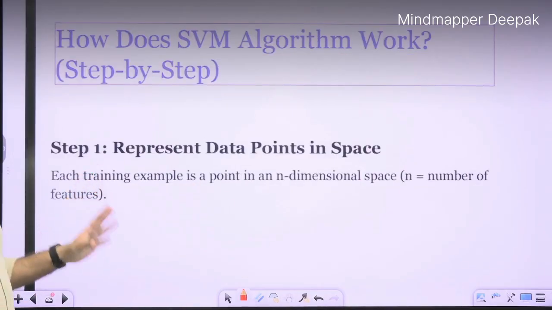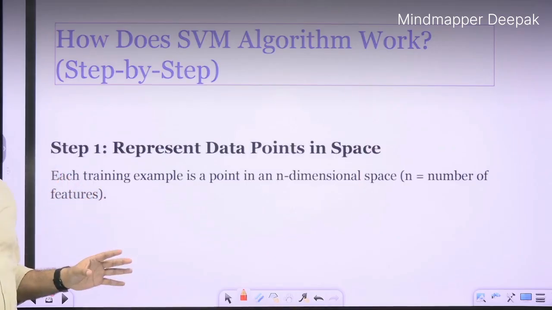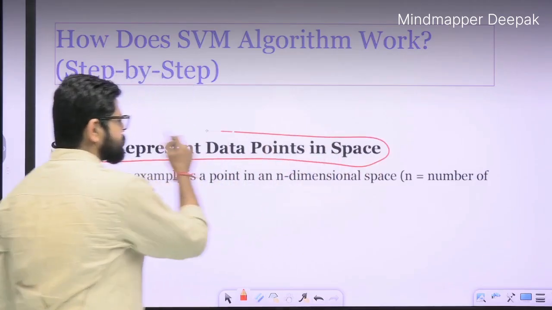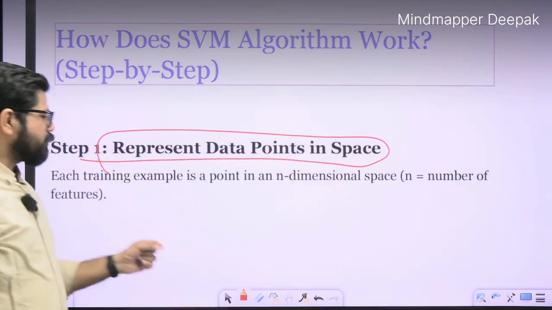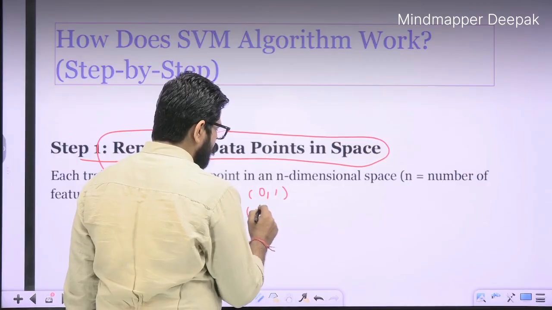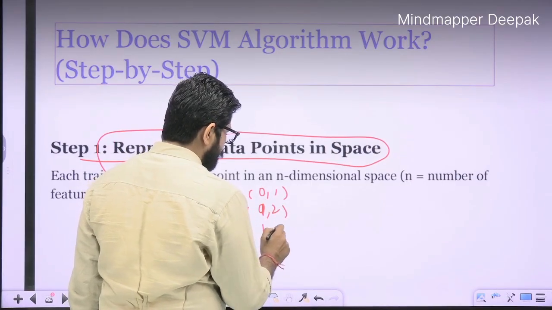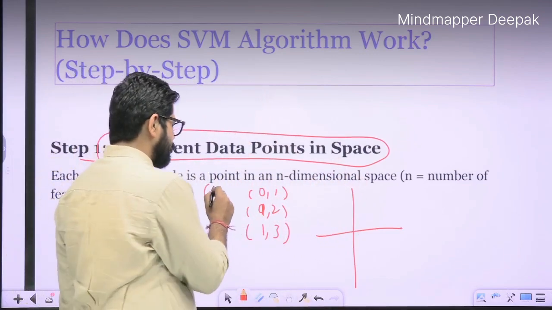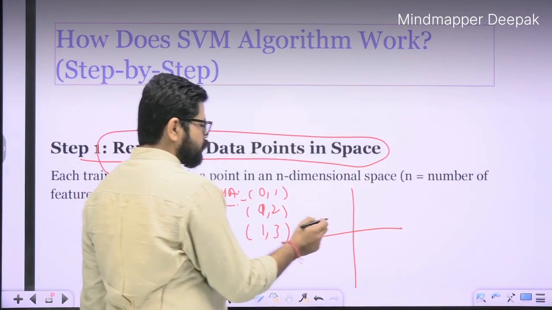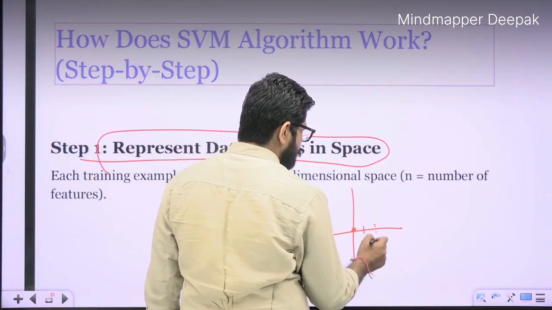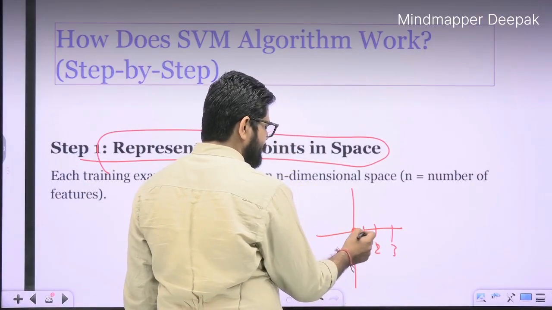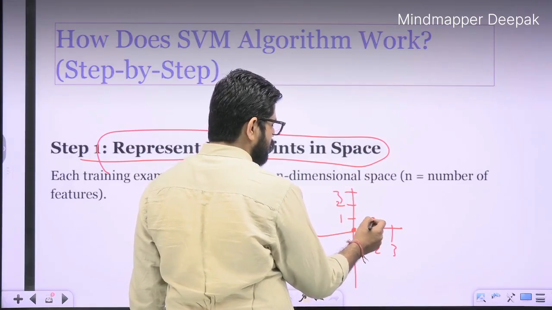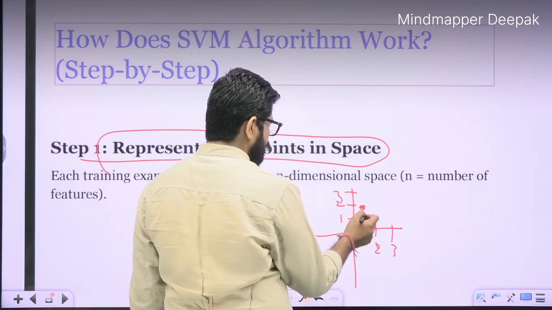How does the SVM algorithm work? There are a few steps through which a particular SVM algorithm works. The first step is to represent data points in space. For example, if you have data points (0,1), (1,2) and (1,3), for class A you can just mark these points. This is 1, this is 2, this is 3. So (0,1) lies here, (1,2) lies here, and (1,3) lies here.